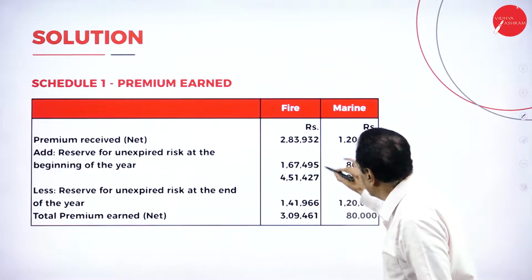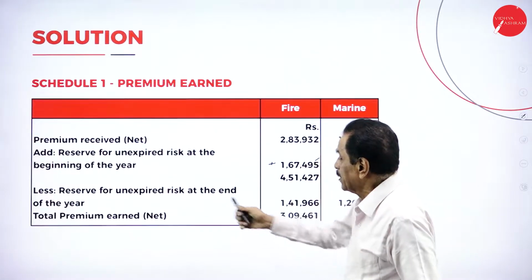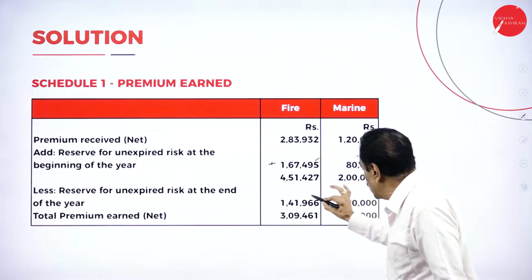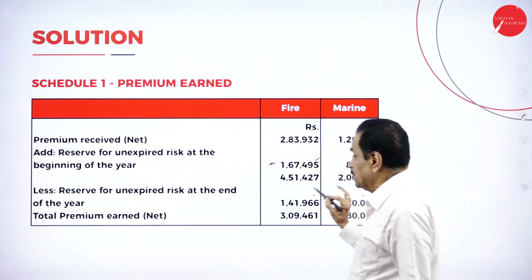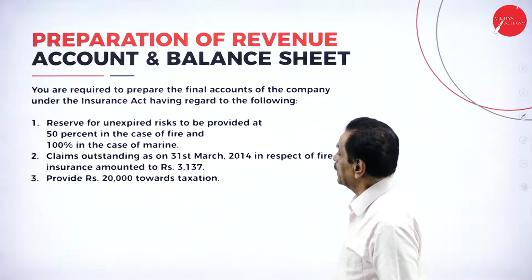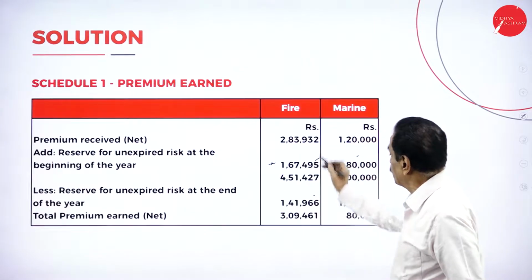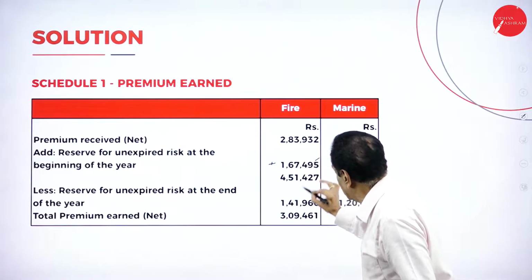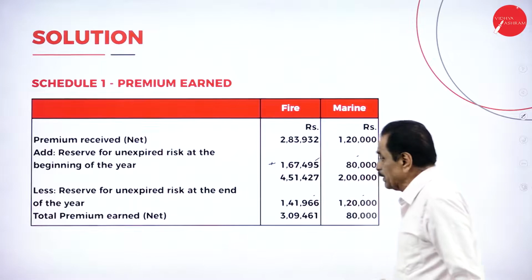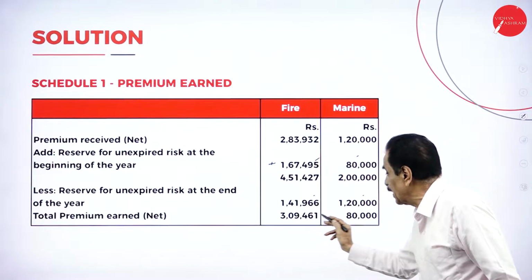At the beginning of the year, this should be added. Less reserve for unexpired risk at the end of the year, that should be deducted. This is the percentage you are going to calculate. See that, 50% in case of fire, 50% of these 2,83,000. This is for 50%. This is for 100%. The balance available is 3,90,000.